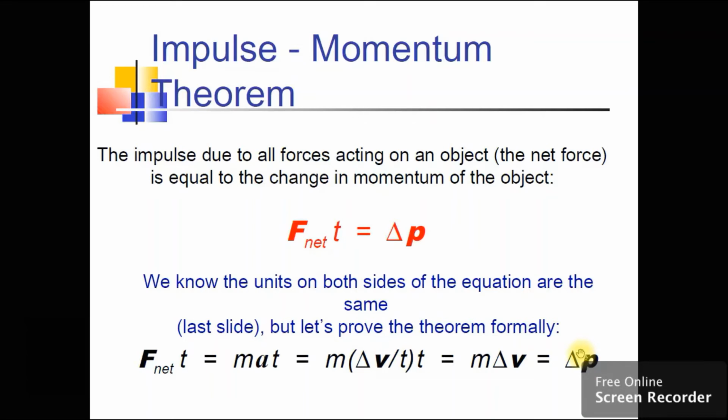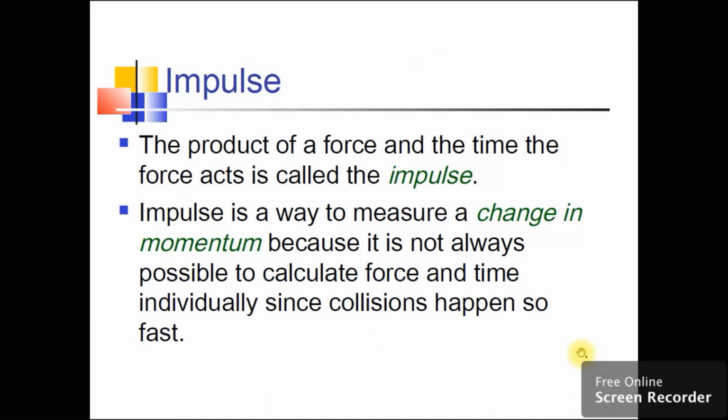So let's move on and see if we can do some basic definitions here. This will be in the notes. The product of a force and the time the force acts is called impulse. That's the straight up definition of impulse. Impulse is also a way to measure a change in momentum because it is not always possible to calculate force and time individually since collisions happen so fast. Another way to say it, thank you.